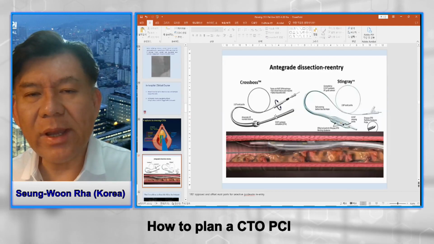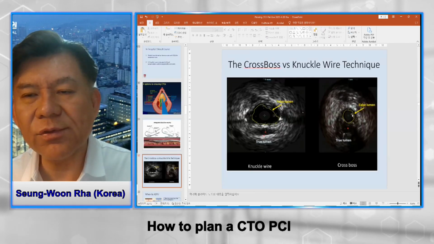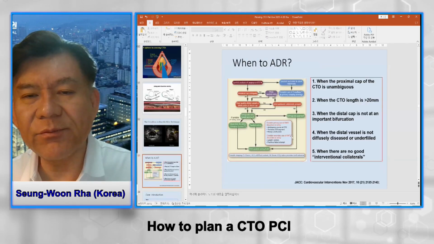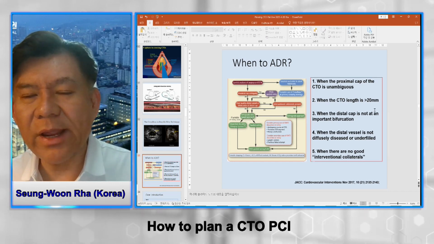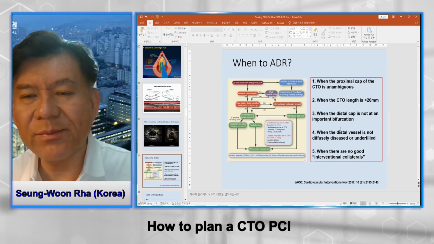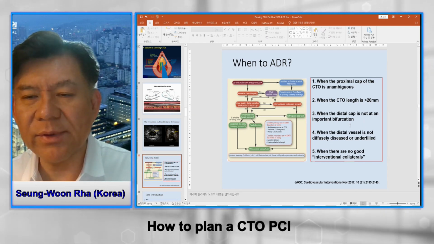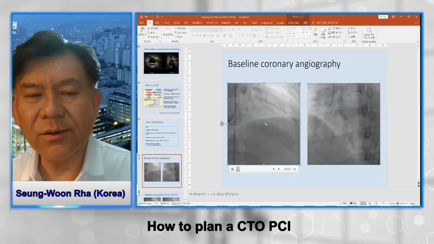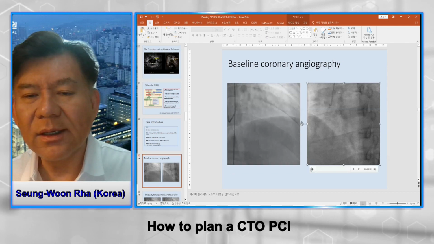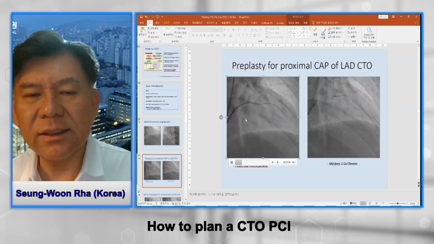However, that's why expected dissection reentry was developed, because the false lumen can be smaller than with the conventional wire. This is designed for an unambiguous proximal cap, a CTO length longer than 20 millimeters, a distal cap that is not an important bifurcation, and a distal vessel that is not diffusely diseased. This is a case like this. LAD stumpless, RCA, no good collateral. So this is one of the good candidates.